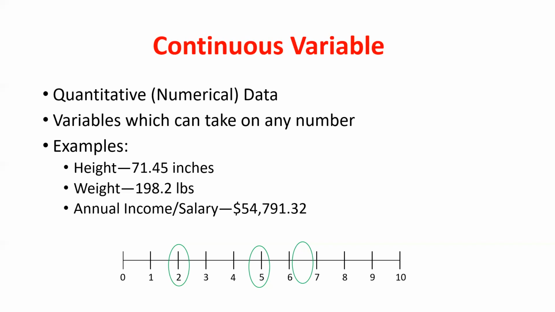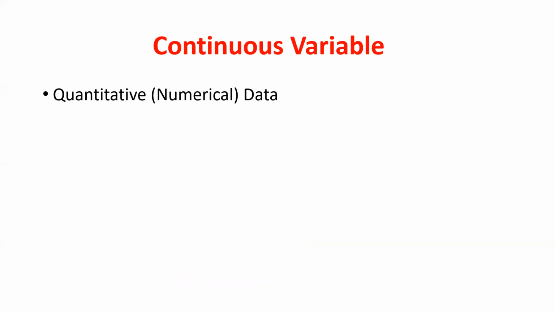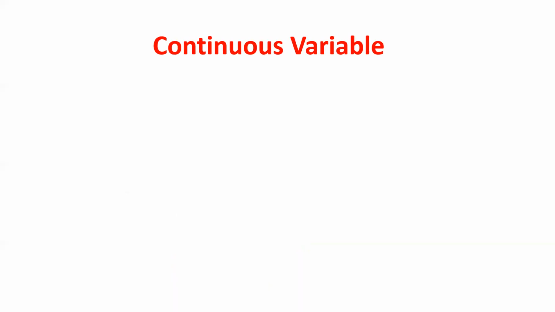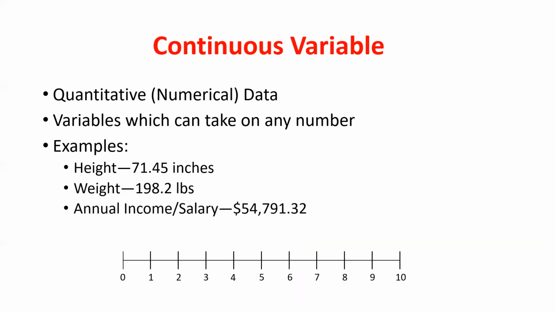Okay, so maybe a better way to think about it is that discrete is when you only see the integer values, and continuous is anytime you see decimal values associated with the variable. Any questions? So we've got 4 different types of variables: nominal and ordinal, which are qualitative, and discrete and continuous, which are quantitative.